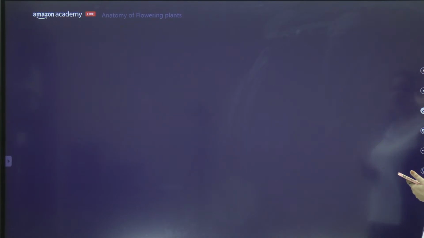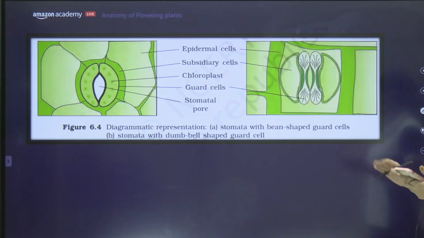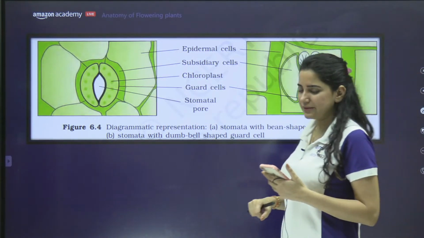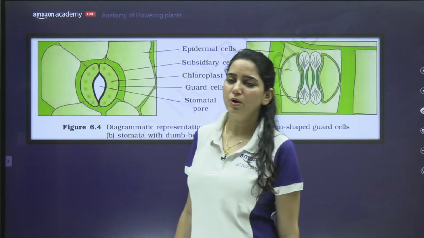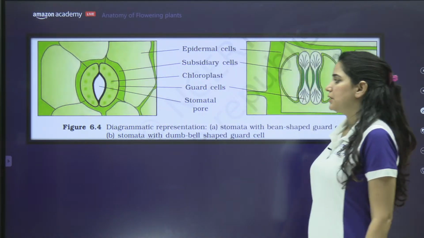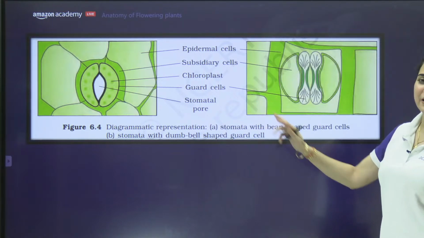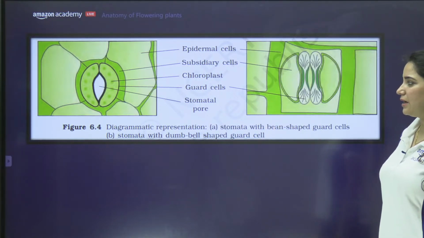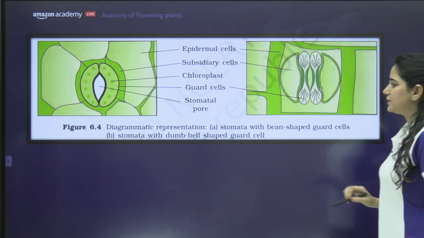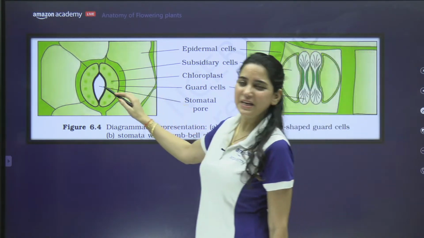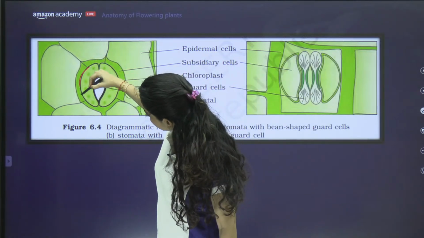Okay, let's move further. Let's see another picture on our screen. This is the picture of NCERT book data. This is how the book has shown the picture. So this is first diagram of stomata in case of dicotyledons. You can see it also. So this is a bean shape. You can see the bean shape.